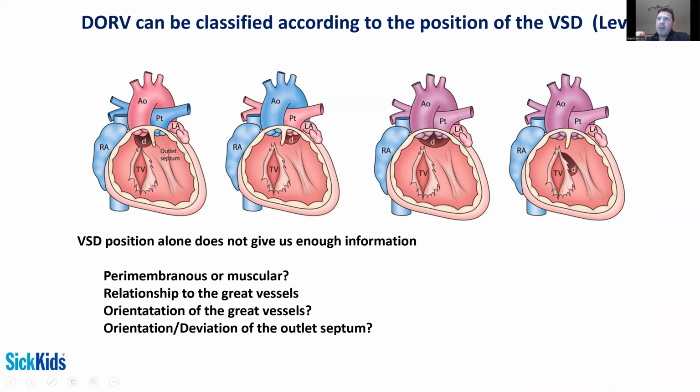So remember, the VSD doesn't tell us everything, and it's thinking about those other major determinants. So you want to know about the VSD itself, not only exactly where it is, is it perimembranous or is it not? What is the relationship of the great vessels? What's the orientation of the great vessels? And what's the arrangement of the outlet septum itself and the infundibulum? They're all going to be important parts of making your decision as to the surgery.